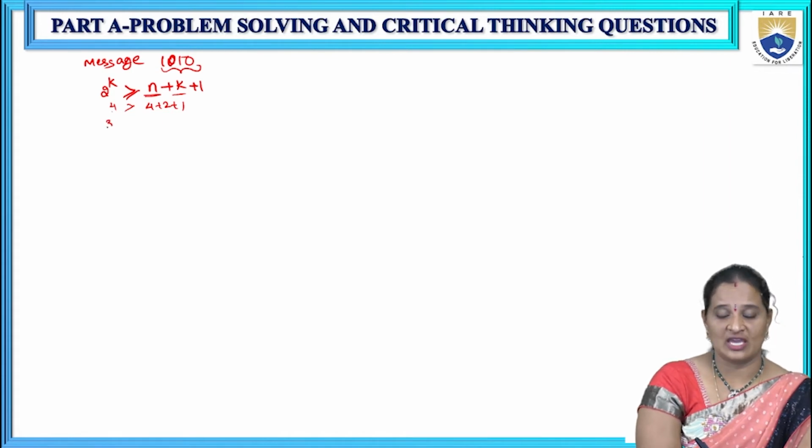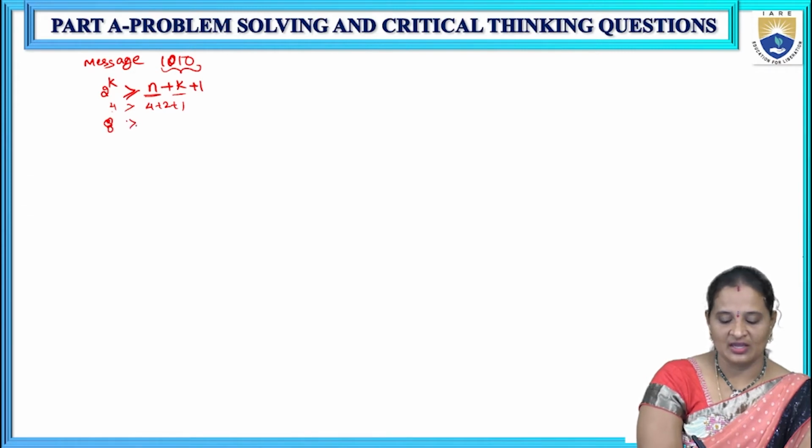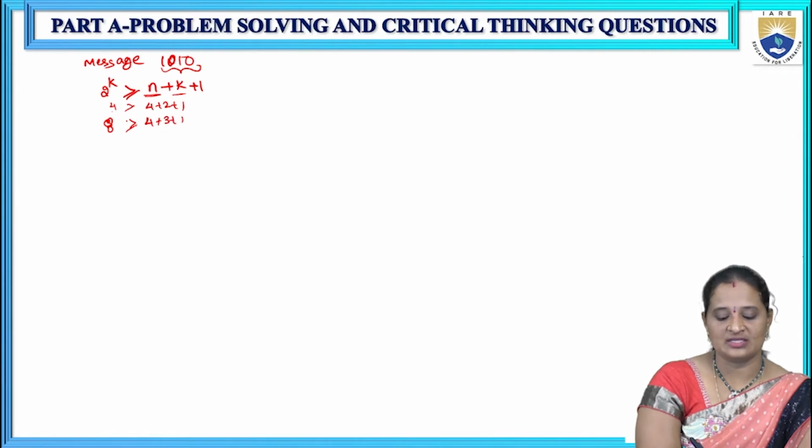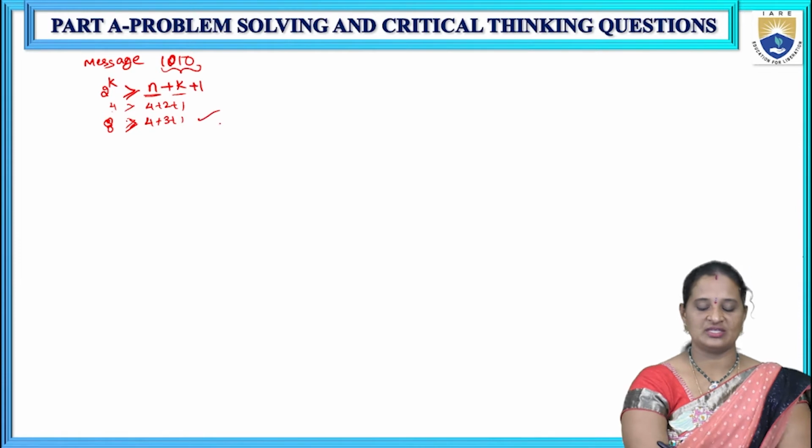Now we have to choose k equals 3. If I choose k equals 3, it is 8. So this is 4 plus 3 plus 1, which equals 8. So RHS and LHS are equal. So the condition is satisfied.